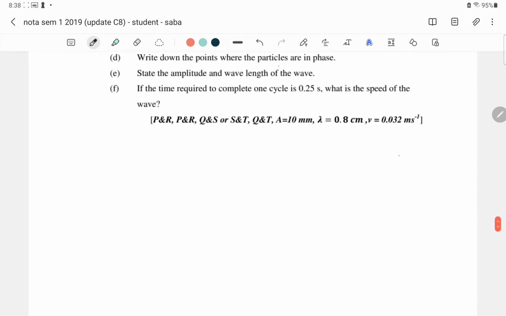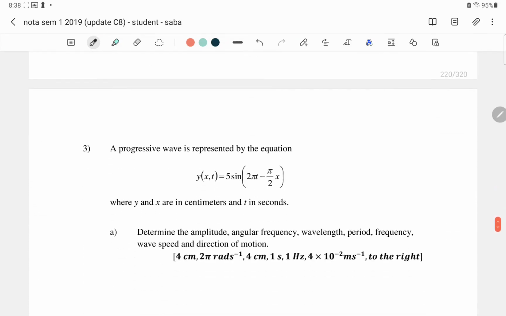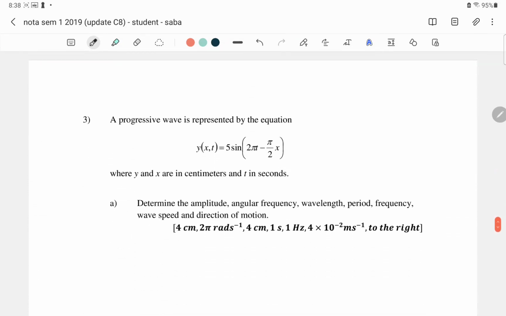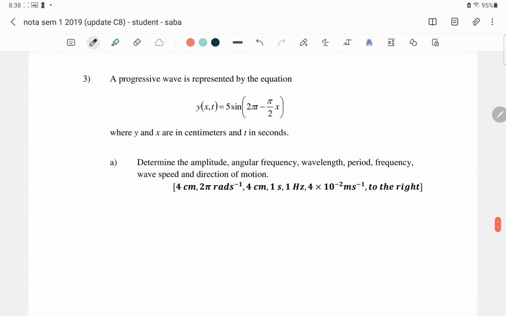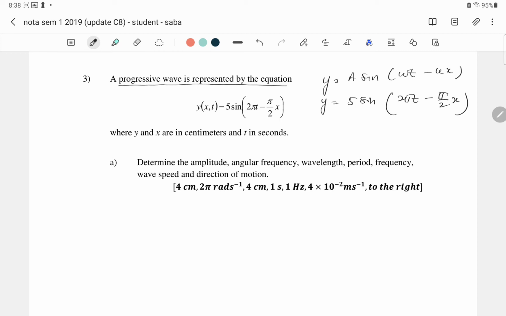So then we can have question number 3. Alright, so number 3, a progressive wave is represented by the equation y(x,t) equal 5 sin 2 pi t minus pi over 2 x. So we compare with the basic equation, sin omega t minus kx. This minus just shows that the wave is traveling to the right. So y is equal to 5 sin 2 pi t minus pi over 2 x.